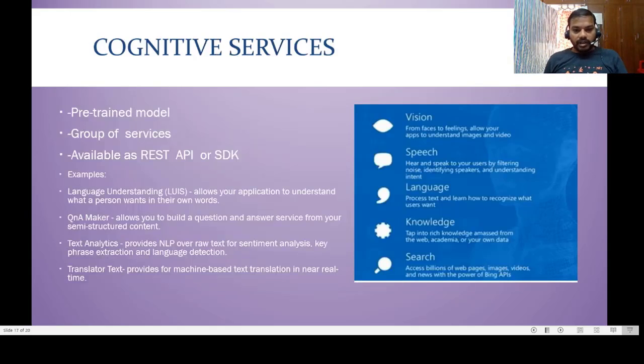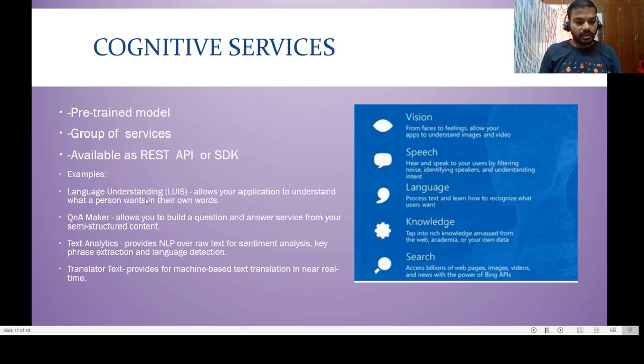So let's see what Cognitive Services is. Cognitive Services are available in five different topics, five different services: vision, speech, language, knowledge, and search. NLP is mainly used in the language section, and Cognitive Services are pre-trained models, as I already said, and also a group of services available as REST API or SDK.